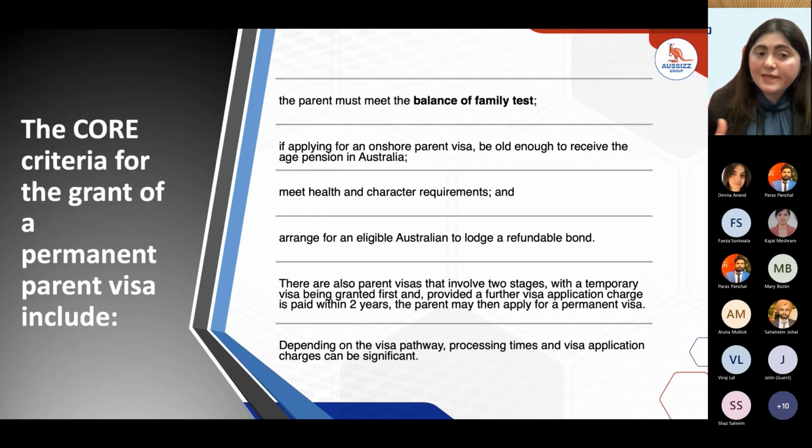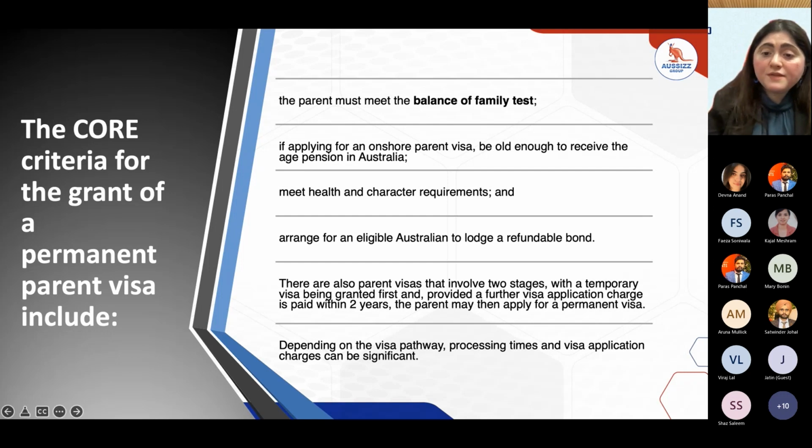Now, my next slide is about the core criteria for the grant of a permanent parent visa, which include, like I mentioned, the balance of family test. If you're applying for an onshore parent visa, you should be old enough to receive the age pension in Australia. Remember we spoke in my previous slides about the aged parent visa. I'll be discussing the age pension requirement in Australia. If you meet that age requirement, then you can apply for the permanent visa. You must also meet health and character requirements. And there is also a refundable bond, also called the assurance of support, that I'll be discussing in my next slides as well.